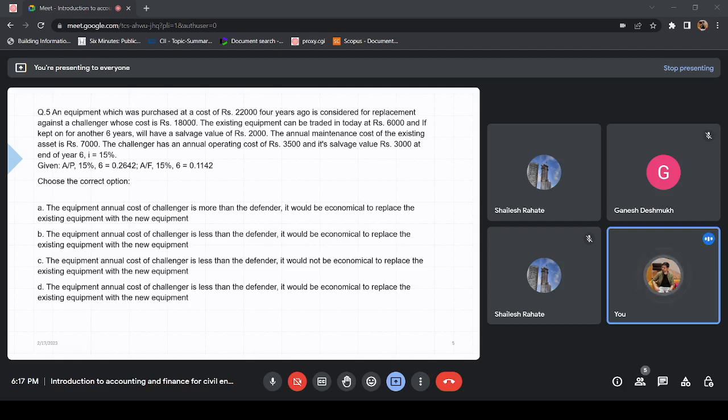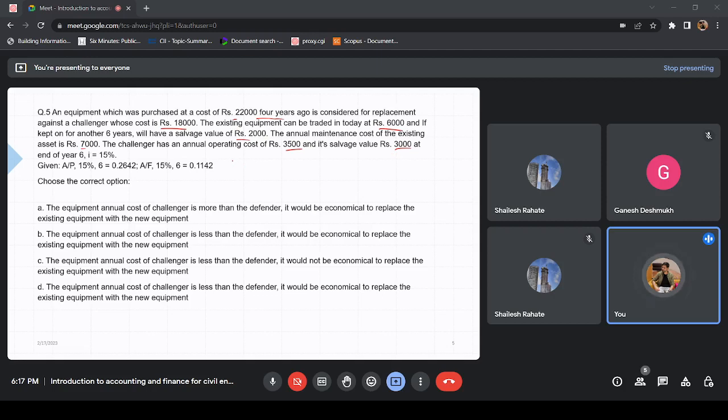An equipment which was purchased at a cost of rupees 22,000 4 years ago is considered for replacement against a challenger whose cost is rupees 18,000. The existing equipment can be traded today at rupees 6,000 and if kept for another 6 years will have salvage value of rupees 2,000. The annual maintenance cost of existing asset is rupees 7,000. The challenger has an annual operating cost of rupees 3,500 and its salvage value is rupees 3,000 at the end of year 6. I is equal to 15%.